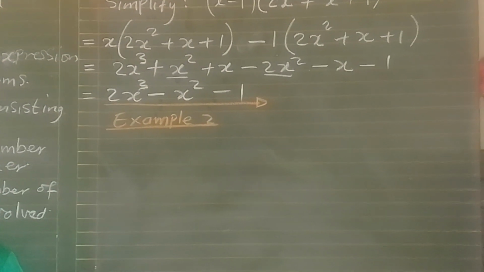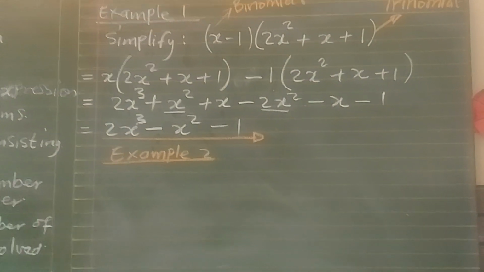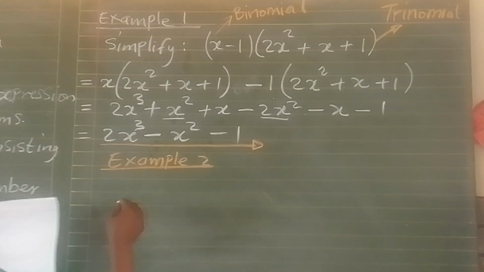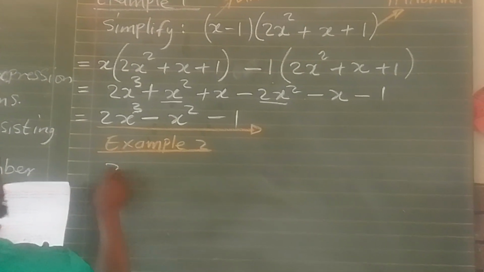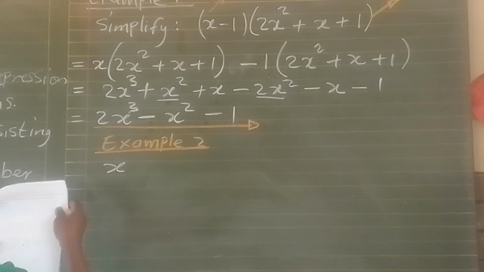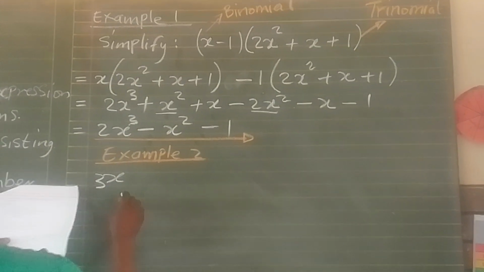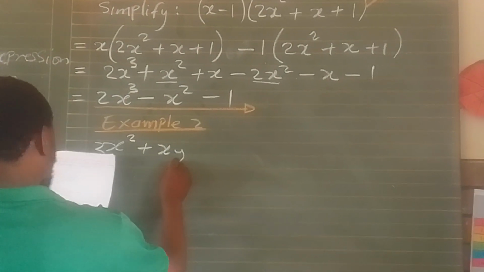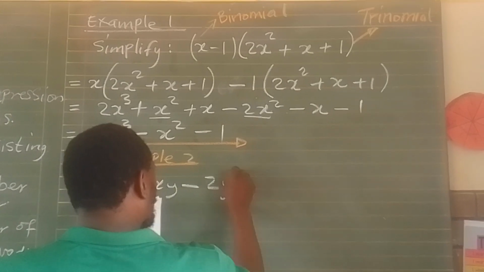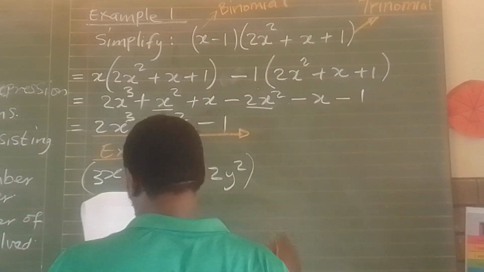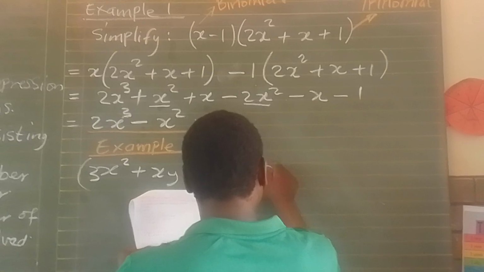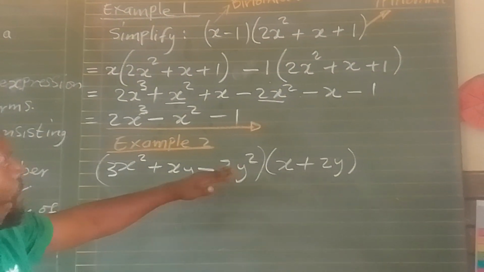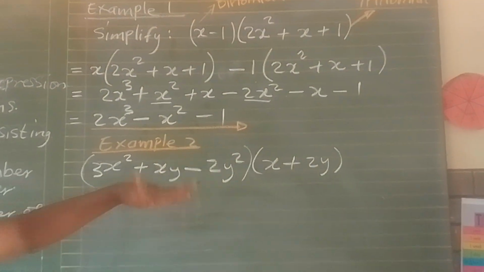Now let's do example 2. It wants us to still multiply (x + 2y) and (3x squared plus xy minus 2y squared). This is a trinomial by a binomial. You can see it as we go through.